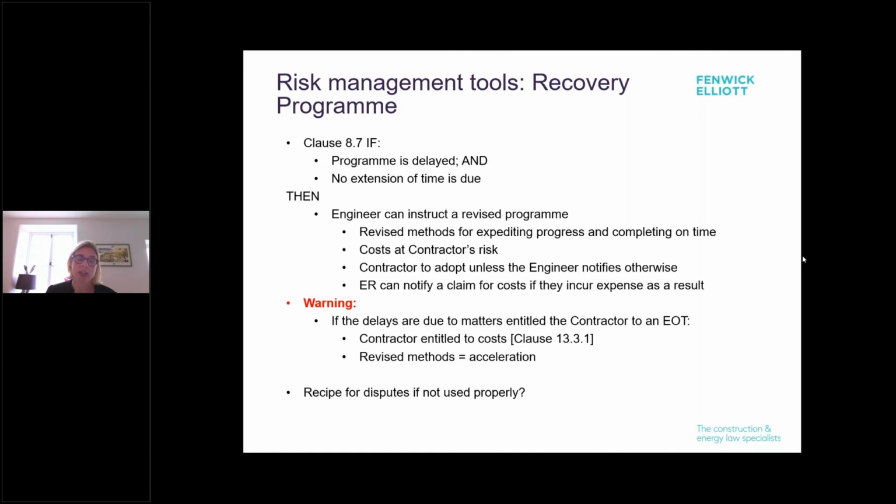If delays are due to matters that entitle the contractor to an extension of time, then the contractor will get their costs, because effectively you're asking them to accelerate. Revised methods are going to be acceleration. So this is a very useful tool potentially, but you have to use it carefully and be very clear as to extension of time entitlements before asking for it, if at all possible. Otherwise, there's potential you could end up in dispute as to who's going to pay for the costs of this programme.